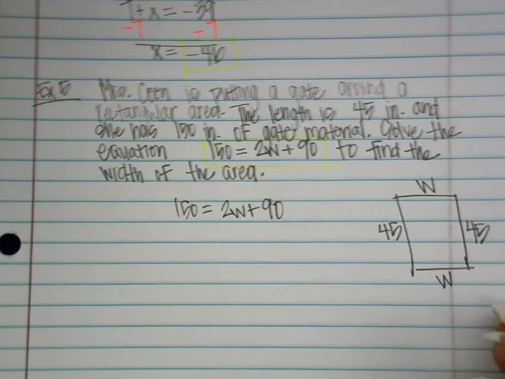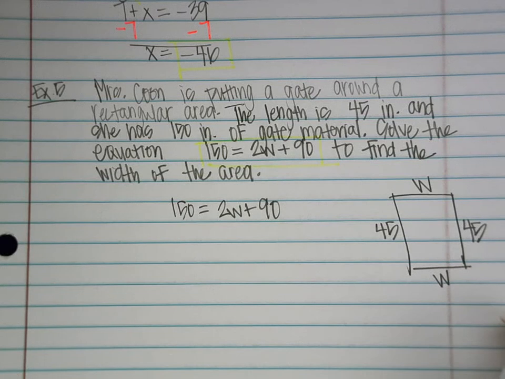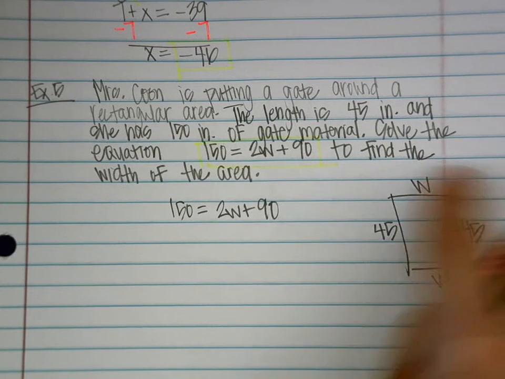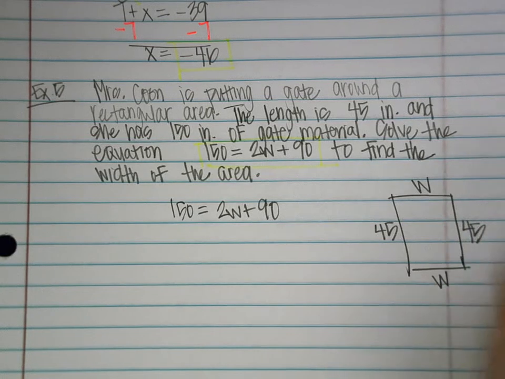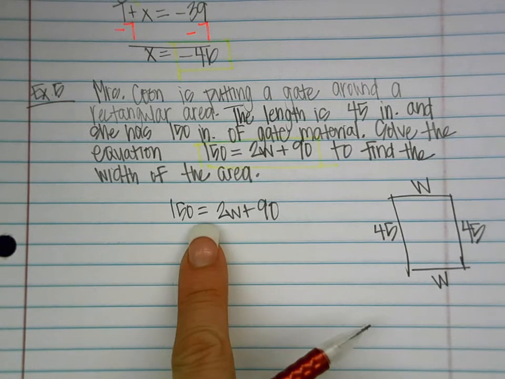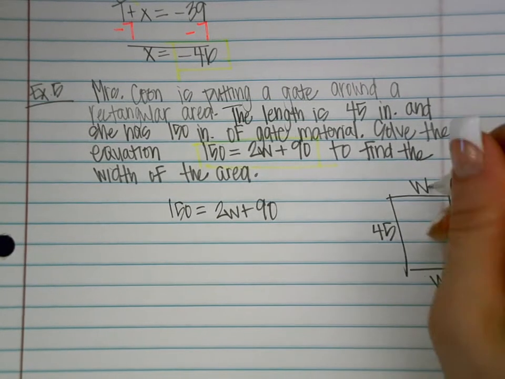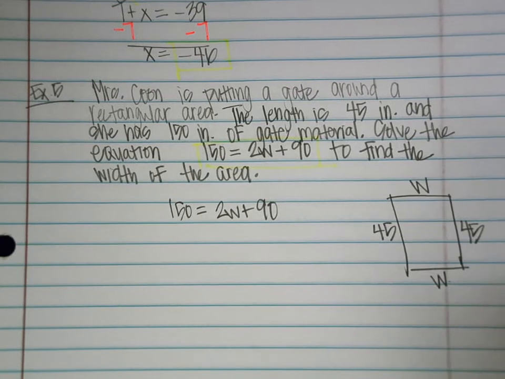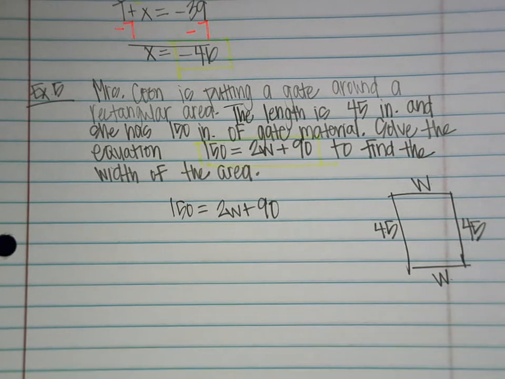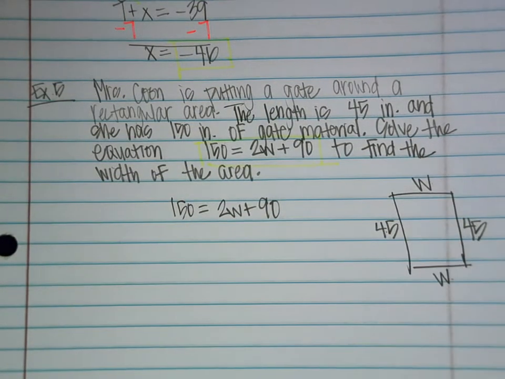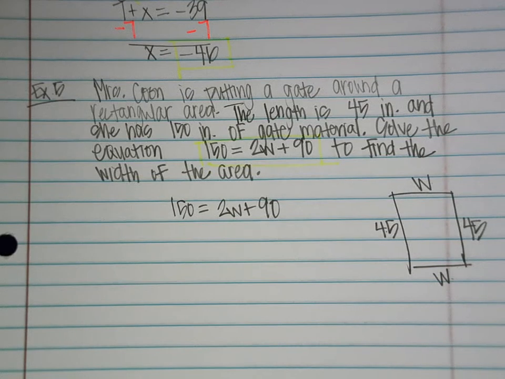How do you find the perimeter of something? You add up all the sides. So basically this is telling you that the perimeter is equal to 150. 150 equals 2w, because there's w plus w, and 90, which was 45 and 45. At some point, like tomorrow, instead of giving the equation, I'm going to give you the word problem, and we're going to have to write the equation and then solve it. But for today, I'm going to give you the equations.